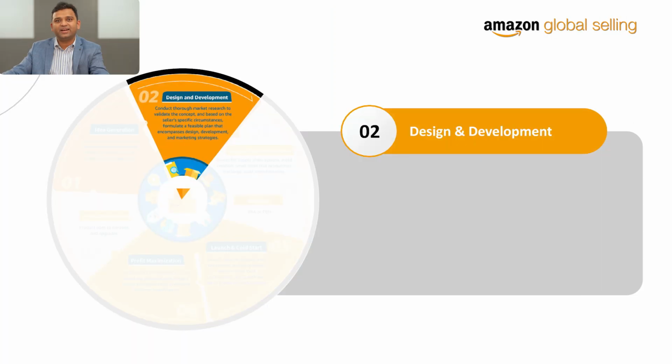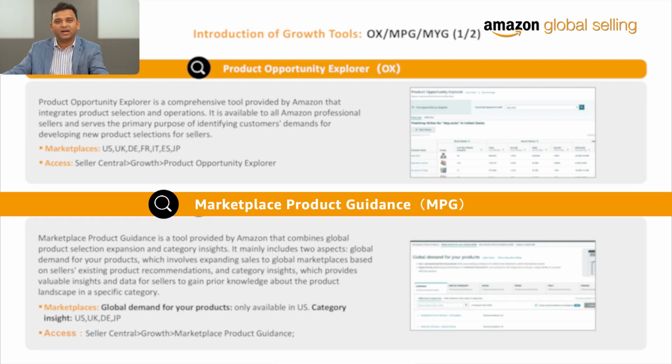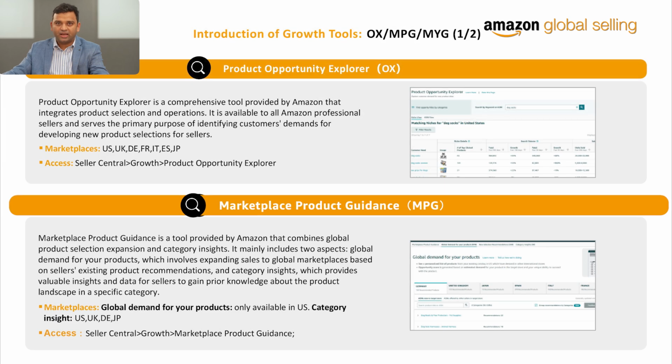Now we'll go into the second phase of the masterclass, the design and development phase. First, we will look at the category analysis. For this, we will use the product called Marketplace Product Guidance. Again, you have to log into your Seller Central, go to the Growth tab, and in that, you will find Marketplace Product Guidance. In that, just hover into the Customer Insight tab, look at the pet and pet supplies to understand various attributes which are working in that particular category.